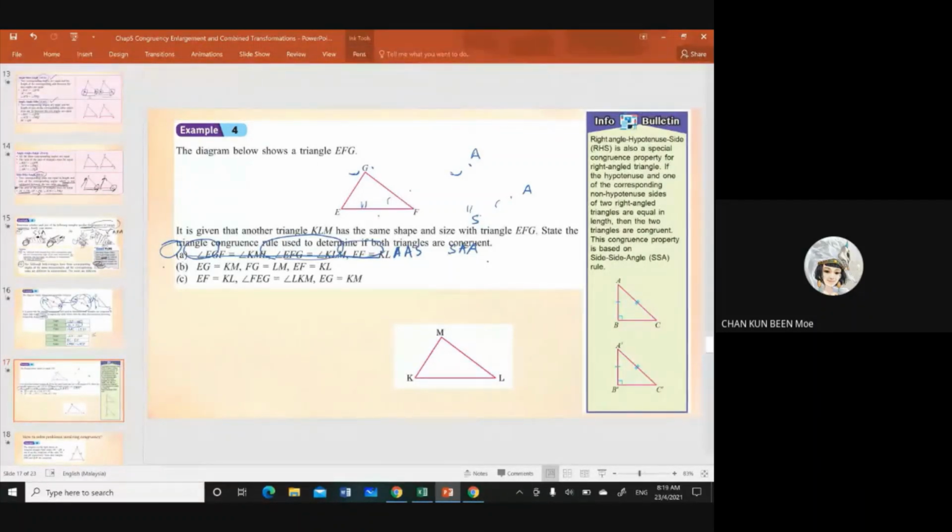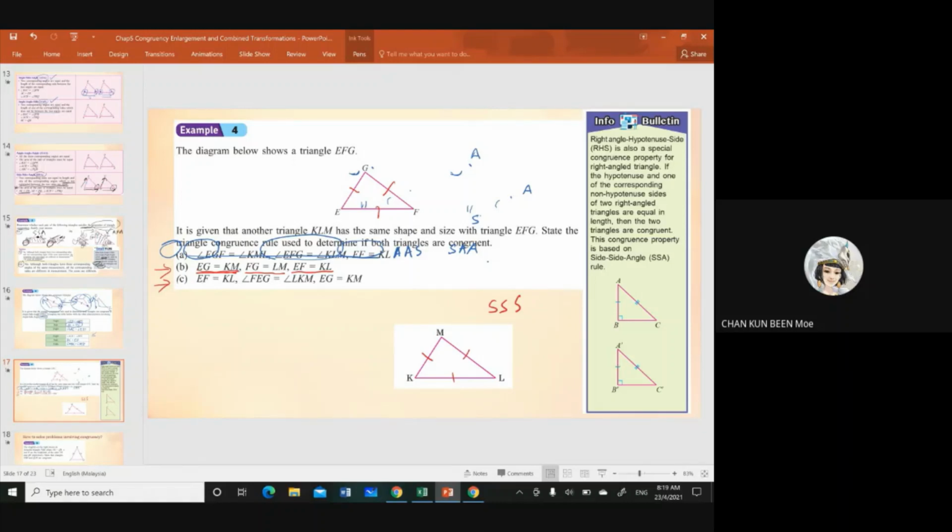Okay, look at question B right now. EG equal to KM. So EG is this one, equal to KM. FG equal to LM. This one actually we can identify straight away. EF equal to KL, this one. So this answer is easy, right? What is the answer for this one? SSS. Correct, SSS. This one won't go wrong because it's already very clearly showing that they are comparing the corresponding sides. Okay, so B, no problem. We go on to C.